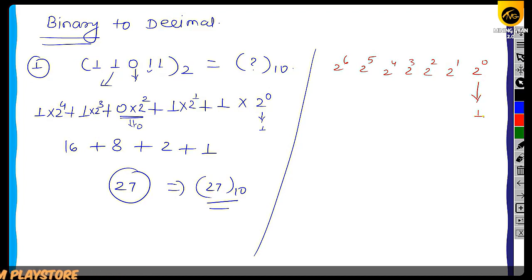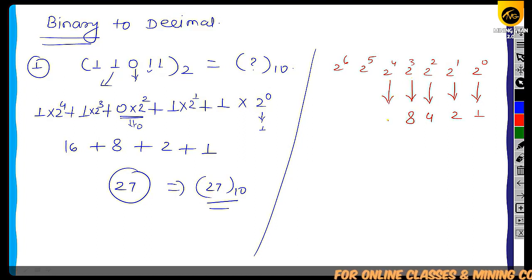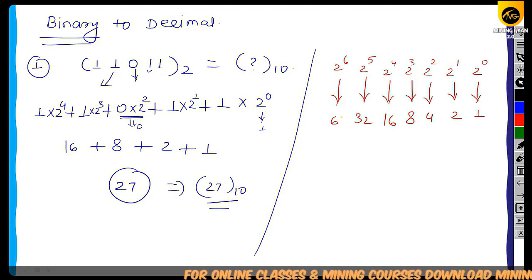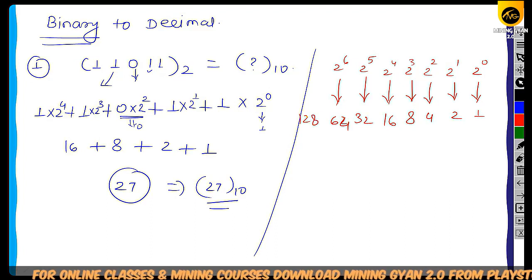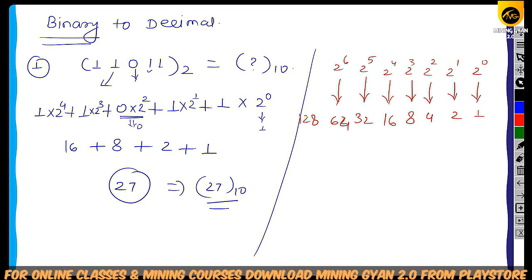So this one will be 1, then 2, 2 power 2, that means 2 square, will become 4, 2 cube is 8, and 2 power 4 is 16. Then 32, and then 64, and so on. Okay, 128, 256, like this. So always remember the base weights of the system. These are the weights of the binary system, called the base weights of the binary system.